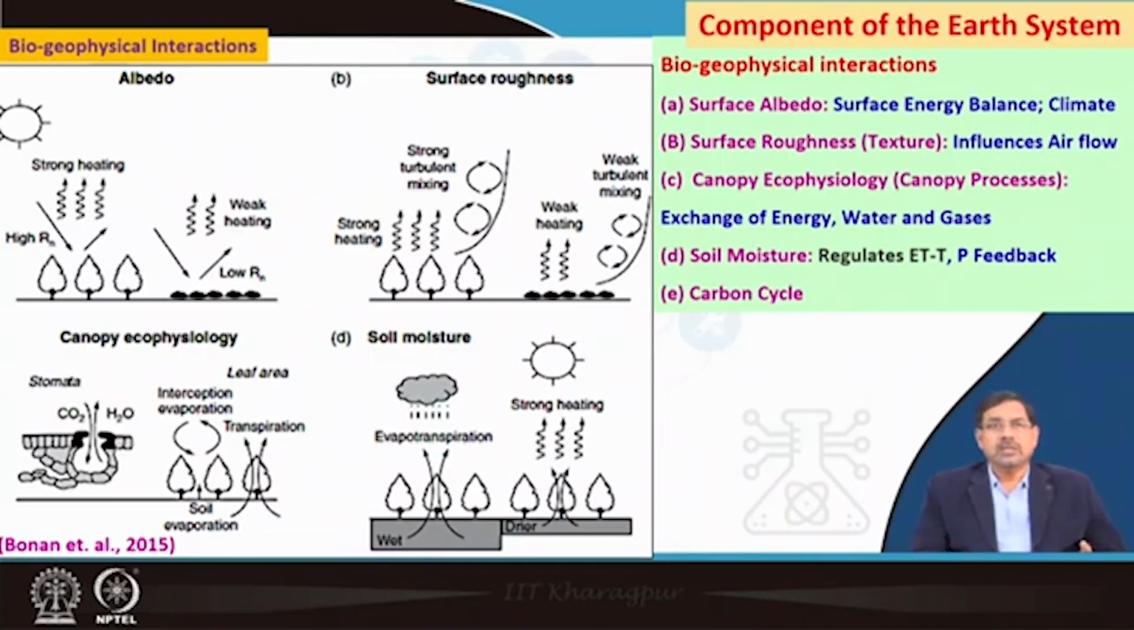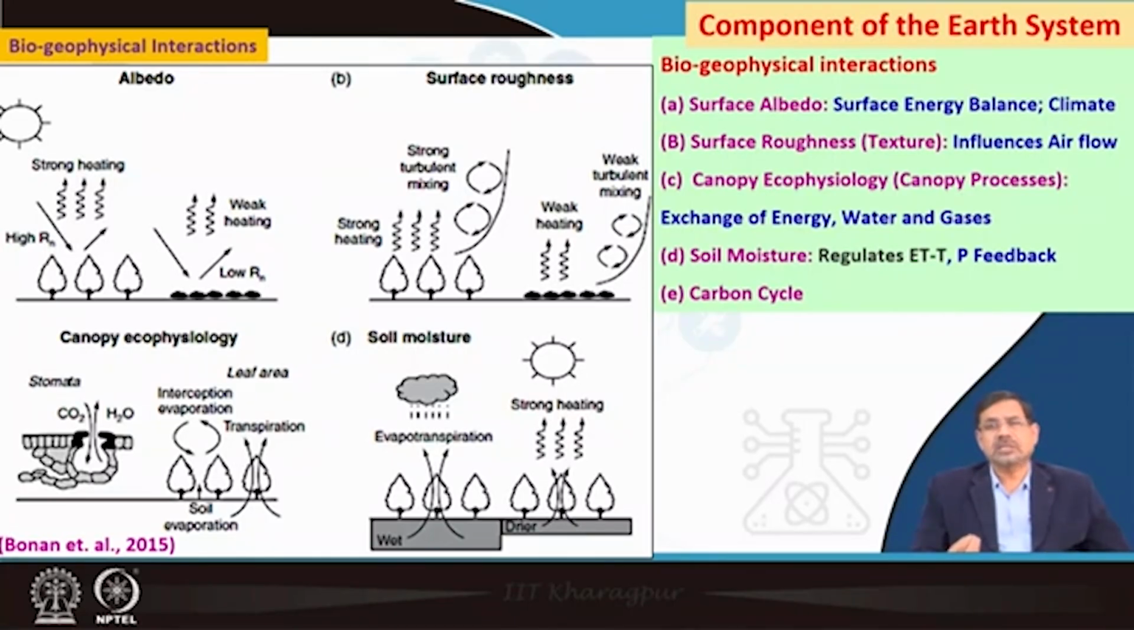The second one, upper right, talks about the surface roughness. What is the characteristic of the surface roughness? Is it smooth or is it rough? Because it has a lot of repercussions as far as the air flow is concerned. It influences the flow. The third one, the most important thing, is the canopy processes.